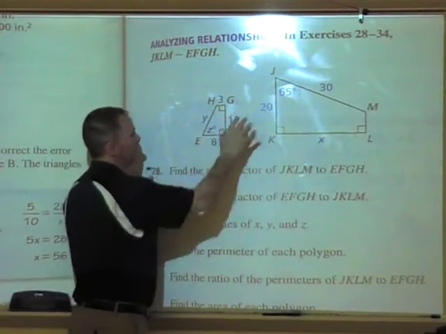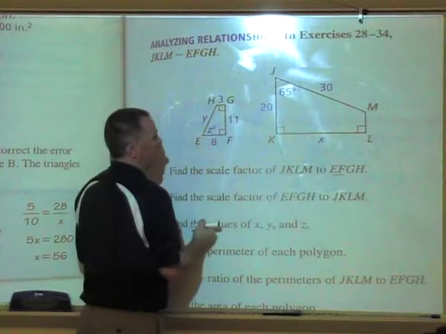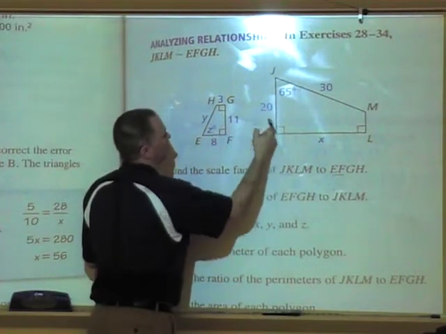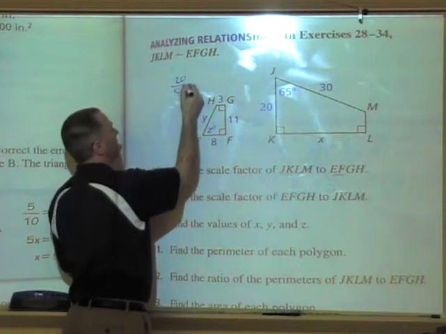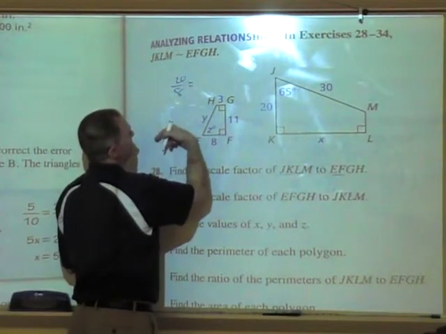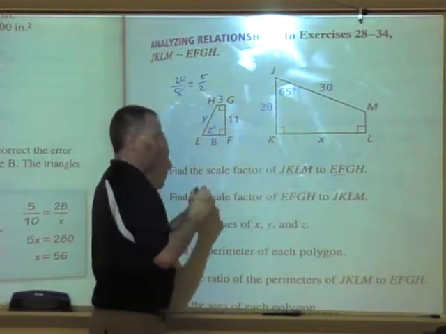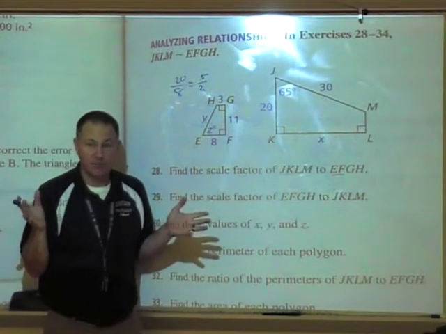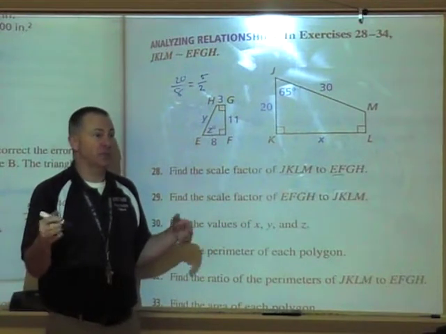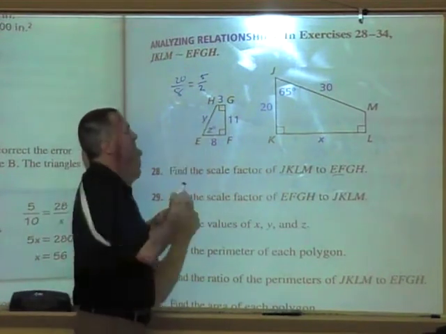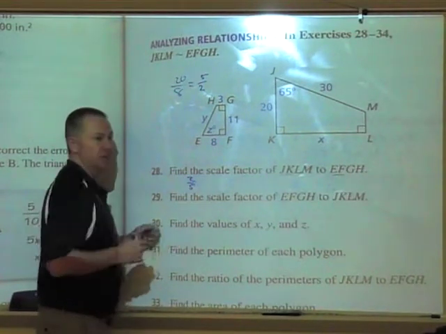Take any of your pictures together. If you don't know, you can do this. JK is to EF. So JK is 20. EF is 8, and reduce it. We can reduce this by 4, we get 5 halves. But remember, use your brain. You're getting smaller. So the scale factor says the smaller number needs to go on top. So really the scale factor for number 28 is going to be 2/5.